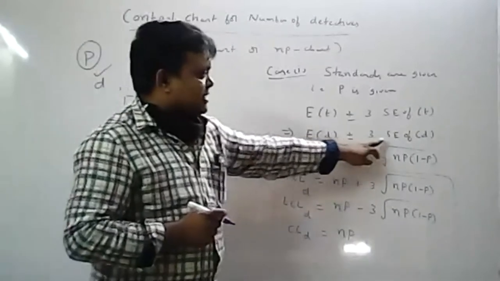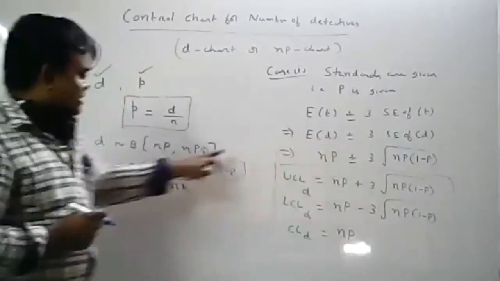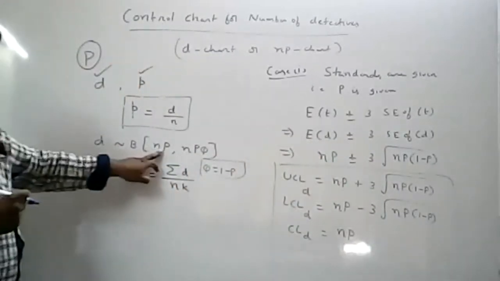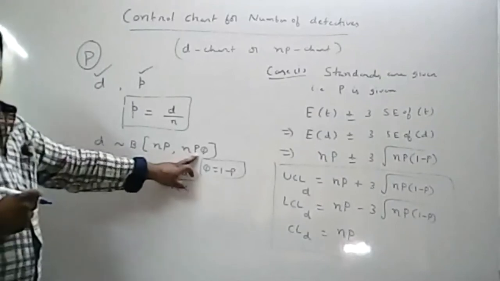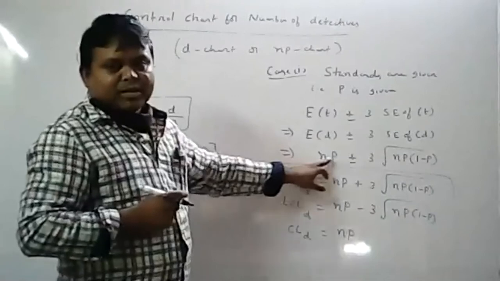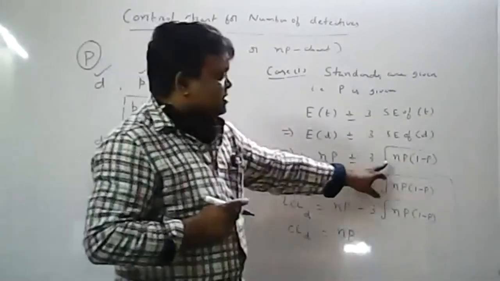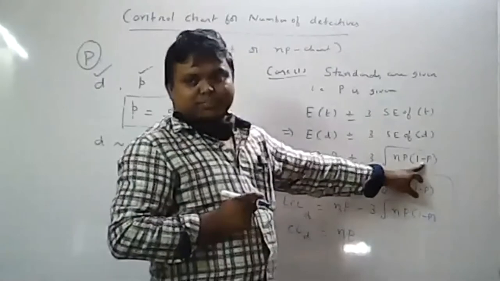Expectation of D plus or minus 3 into standard error of D. I know expectation of D means mean of D. What is the mean of D? Mean of D is nothing but NP. Variance of D is nothing but NPQ. Standard error means you take the root. So what is the value? N capital P plus or minus 3 into standard error, which is root over NPQ. Q means 1 minus P. So that means N capital P into 1 minus P.